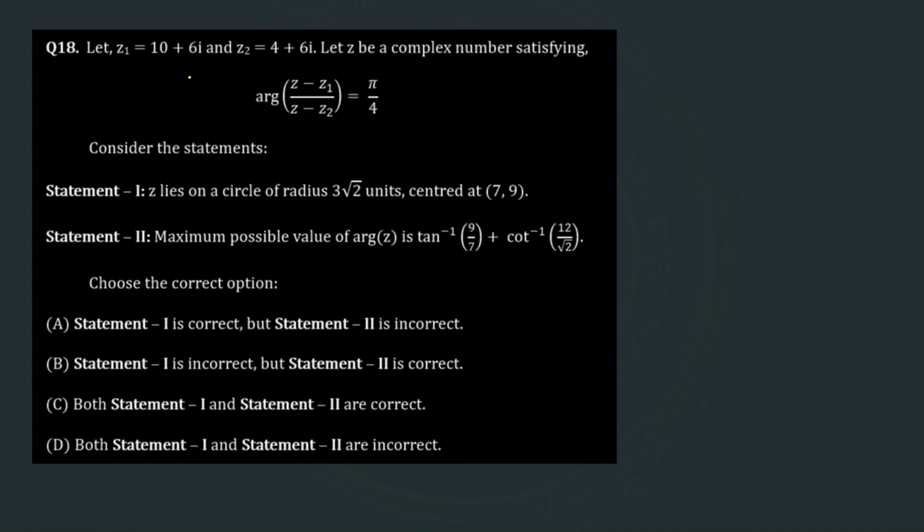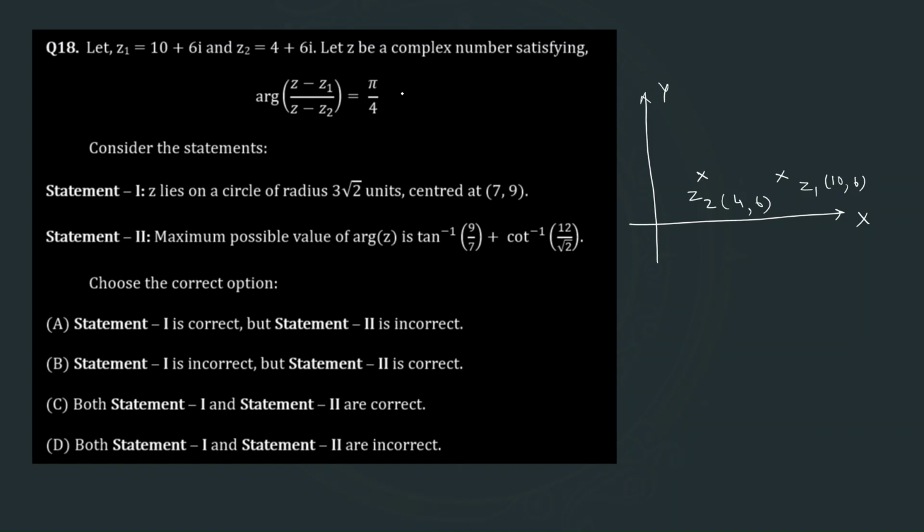Okay. So let us plot these points first. This is x, this is y, and this is the point z2, and this is the point z1. Z1 is 4 comma 6, and this is the point 10. Sorry, this will be 4 comma 6 and this will be 10 comma 6.